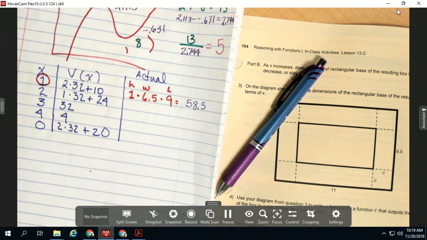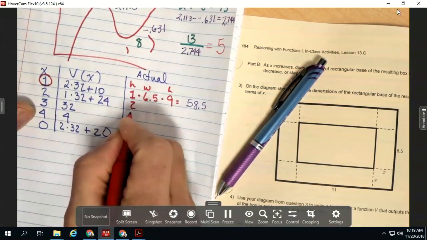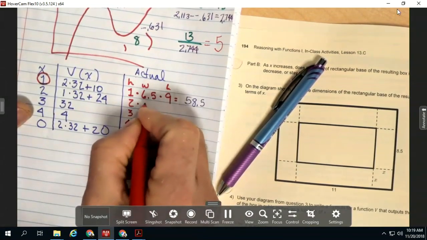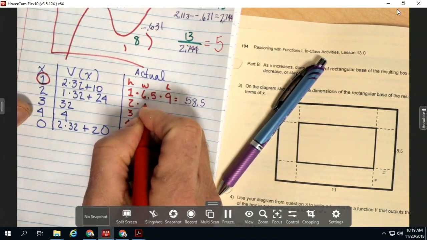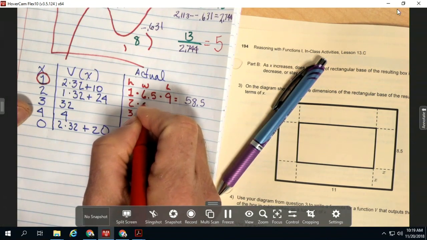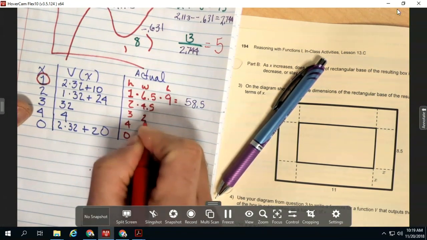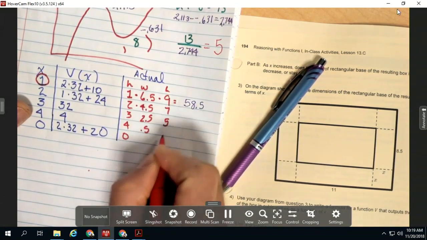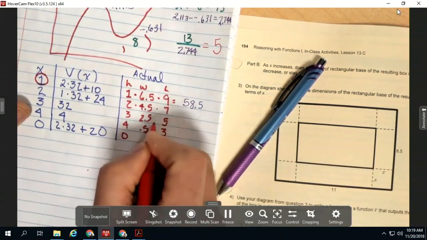You see the pattern. Like 0.5. It goes 9, 7, 5, 3. This was 4.5, 2.5, 0.5. This was 9, 7, 5, 3.